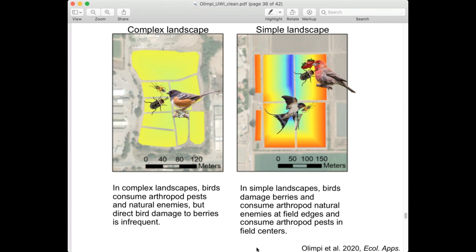In simple landscapes, in the centers, we see aerial insectivores like a barn swallow depredating on pests. There aren't really too many natural enemies in this landscape, but if there are any natural enemies, they're at field edges. So the birds that might be hanging out at the edge of the farm could be damaging strawberries and consuming natural enemies. Next slide, please.